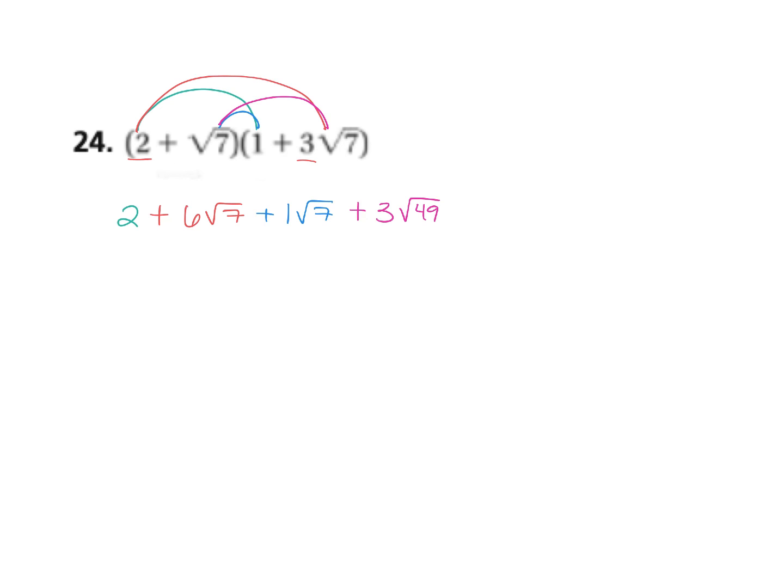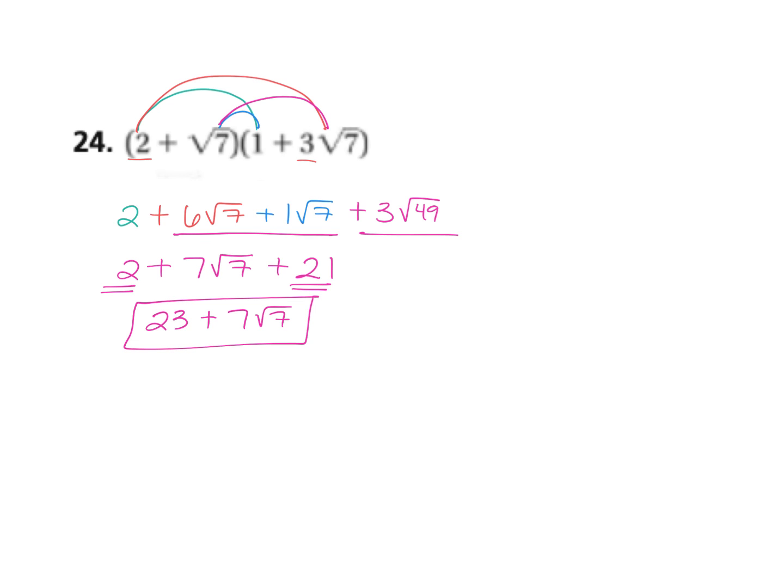That's just a 7, right? 3 times 7. So you have 2 plus, this becomes 7 rad 7, plus 3 times 7, or 21. So that becomes 23, right? Add your whole numbers together, plus 7 rad 7. Okay, so that's number 24.